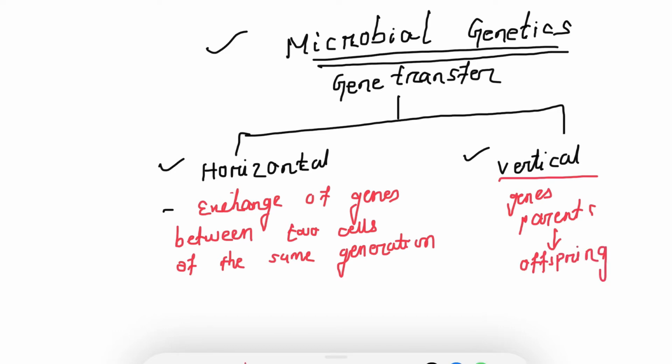That means the genes are transferred from one generation to the second generation, first generation to the second generation, in vertical gene transfer. But in horizontal gene transfer, the gene is transferred between two cells in the same generation. Okay, hope I am clear.